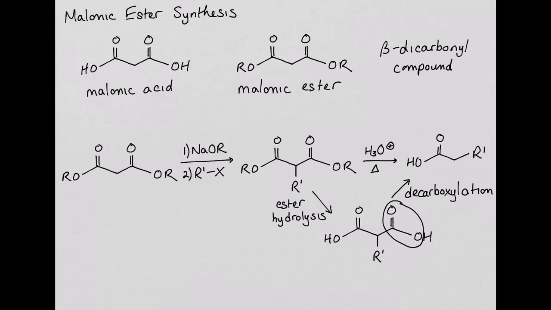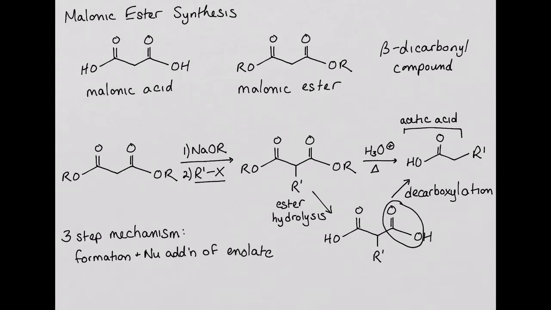Notice that we call this a substituted acetic acid because the product is acetic acid substituted with the R prime group that we added in the second step. We will break the malonic ester synthesis mechanism down into 3 steps. First, the formation of the enolate and the nucleophilic addition of that enolate to an electrophile.